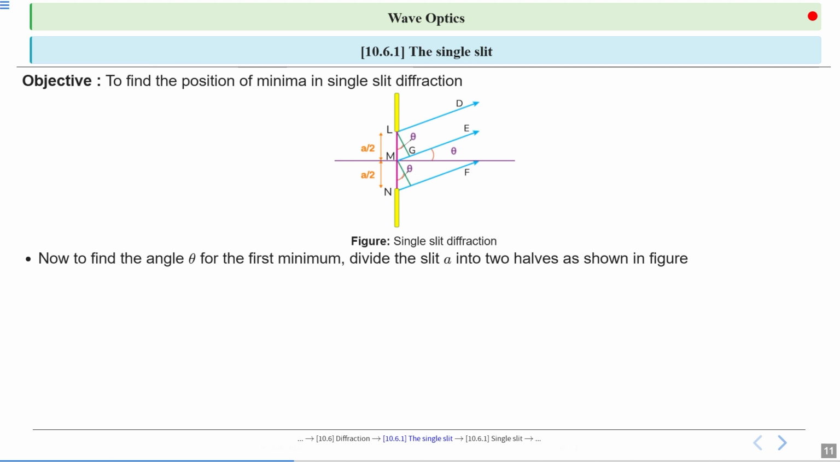Okay, so let's start by finding the angle theta for the first minimum. To do this, we divide the slit, whose width is labeled a in the figure, into two equal halves, a by 2 and a by 2, so LM and MN. We have divided this slit LN into two parts. This division helps us analyze how light waves from different parts of the slit interfere with each other.